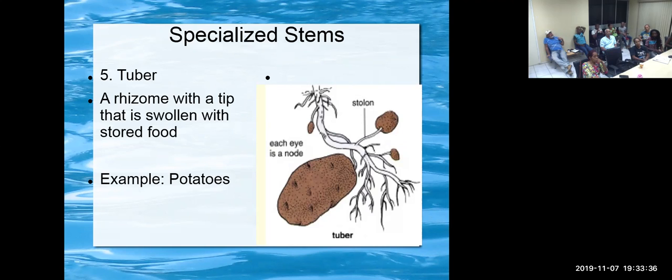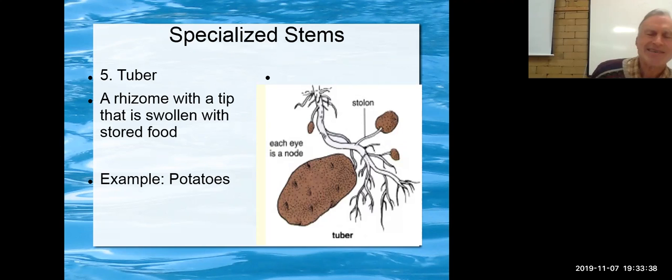What's the difference here, Steve? Okay, so one thing is with a potato, it has eyes, and each one of those eyes is a node. So that's where a new branch would come out, and when you plant it, that's where it sprouts. A sweet potato doesn't have eyes. It might have small secondary roots coming out of it.